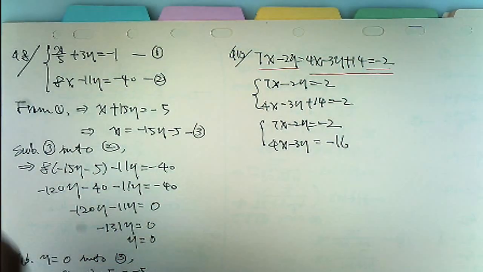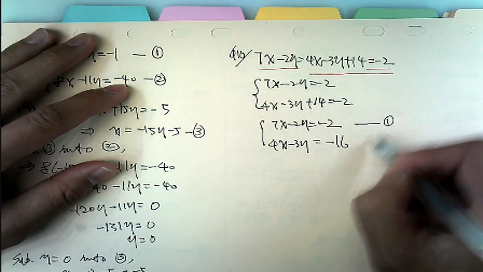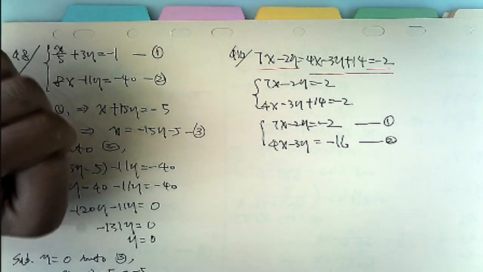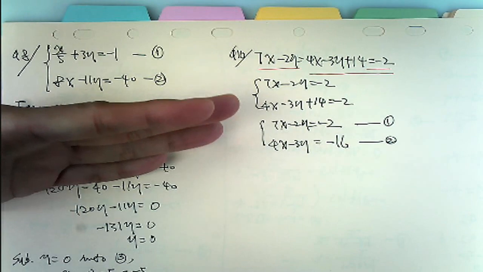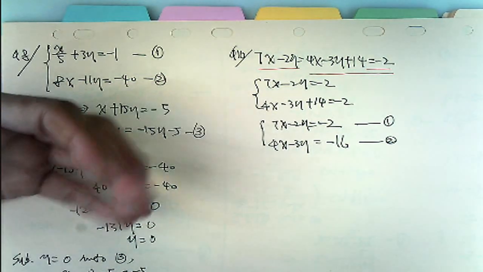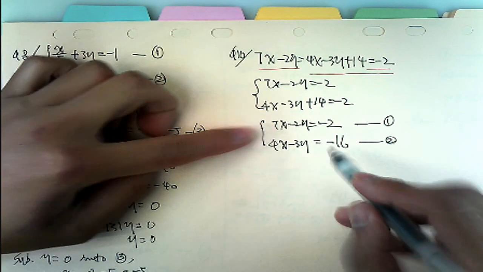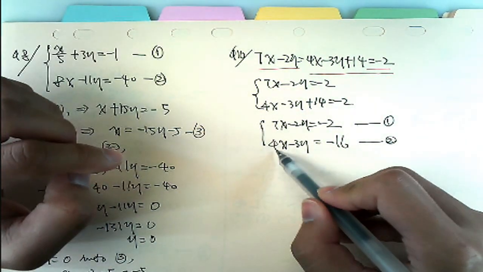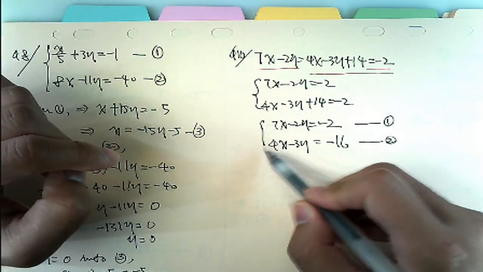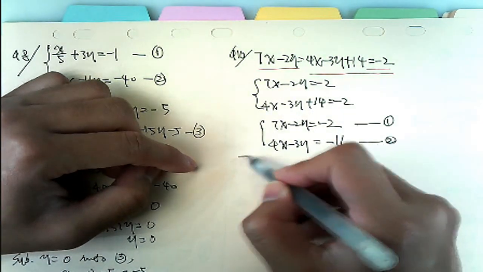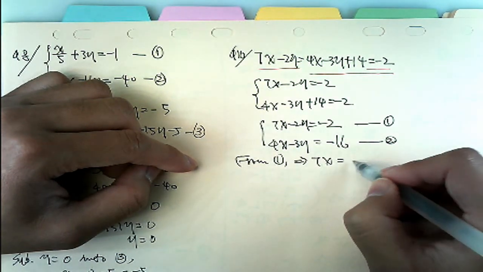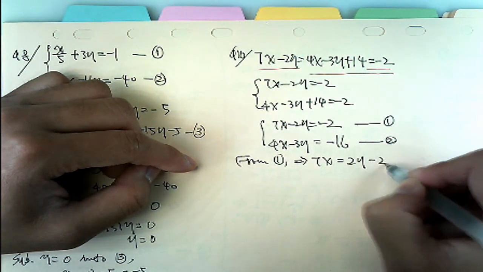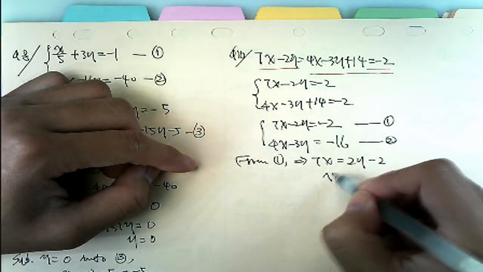Okay, now you finish doing all the simplification, so now you give the name. Okay, it's okay. So now you choose one equation you think is the simpler one. I think the first one is simpler. So I will make x equal to something, because here x has a positive 4. So from 1 we move this y term to the other side, becoming positive 2y. Okay, divide both sides by 7.